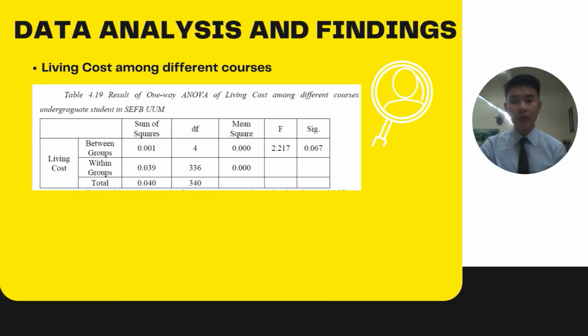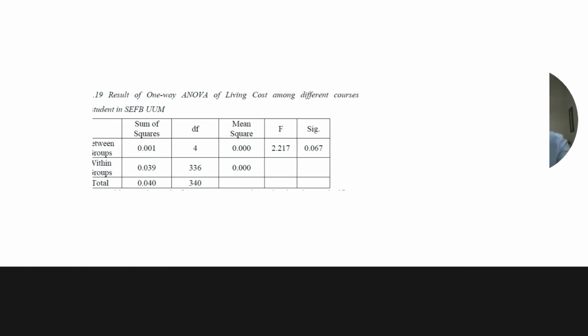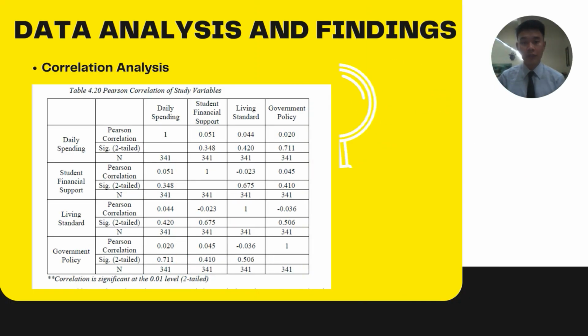The one-way ANOVA p-value of living costs among different courses is 0.067, which is higher than 0.05. The reason the p-value is more than the significance level is that when living costs increase, it affects all the respondents regardless of the courses taken by the respondents. Next, I would like to explain the correlation analysis.